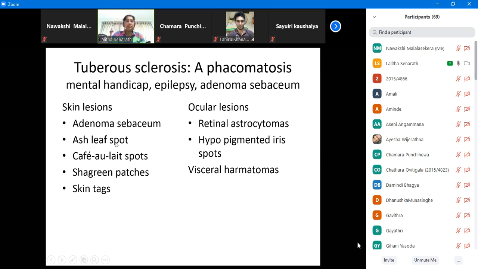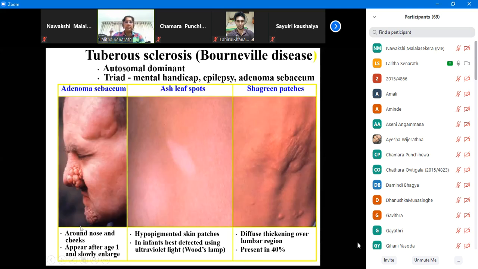I can still remember, while doing my neurology appointment, I have seen these things. And also the ocular lesions: the retinal astrocytoma, hypopigmented iris spots, and the visceral hamartoma. These are not common in our ward, but these are very common in the medical ward or neurological ward. You can see the adenoma sebaceum, the ash leaf spots, and the shagreen patches.